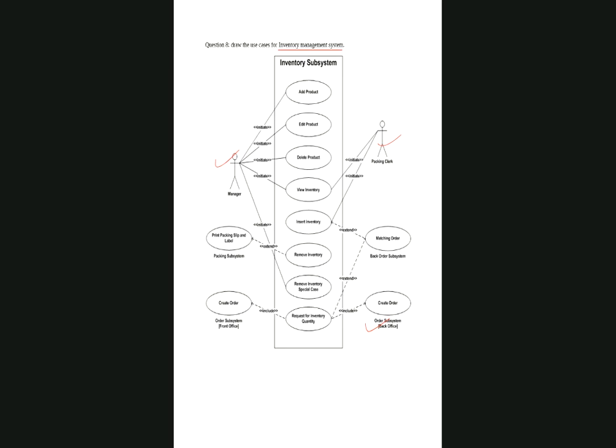Similarly, you have another actor called print packing slip and label. For example, they put a price tag, this is 9 reals, 10 reals. This is print packing slip and label. Okay, this is a separate system that will do the packing subsystem and all.